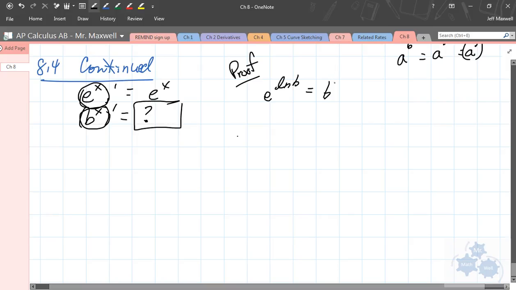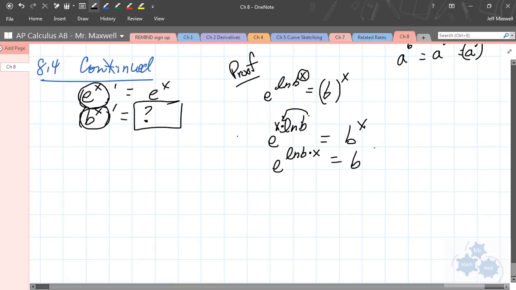If I have this b to the x, that's actually the same as putting the x up there, right? When you have an exponent in a logarithm, that exponent comes down in front, remember? So this is what we've got: e to the ln of b times x. That's the same thing. Equals b to the power of x.